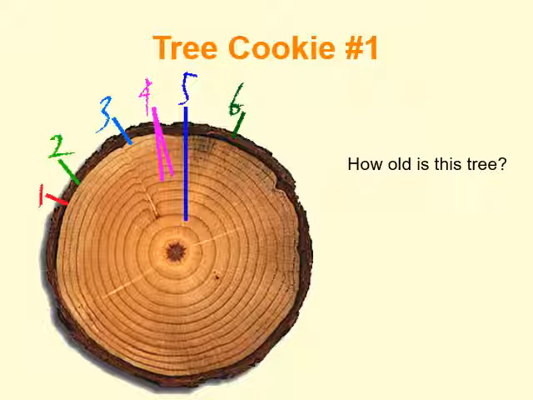And so we can count the rings on this one. So we can start here, and there's 1, 2, 3, 4, 5, 6, 7, 8, 9, 10, 11, 12, and this year's growth makes 13. So this tree would be 13 years old.